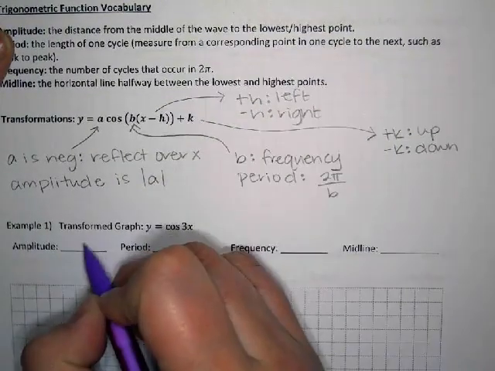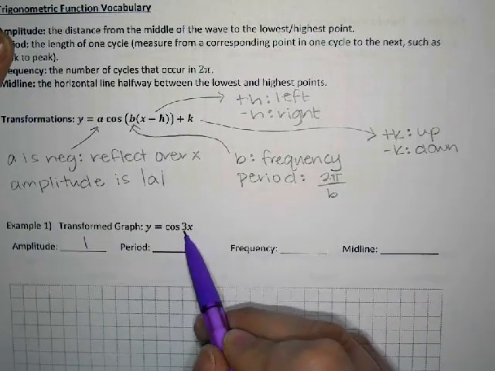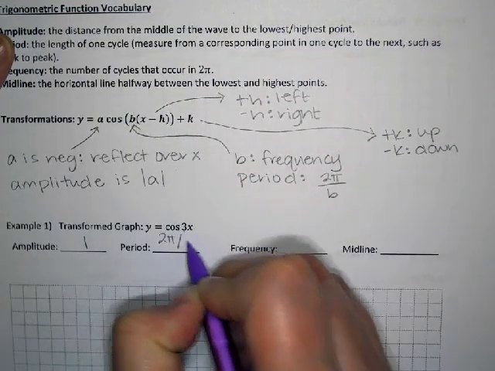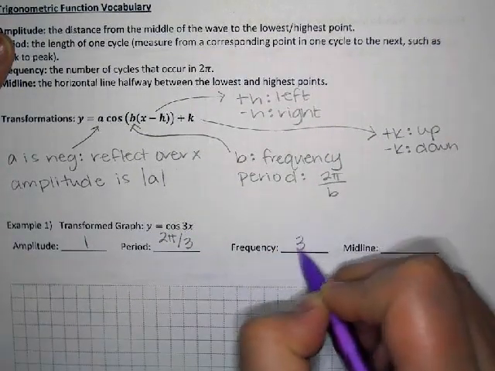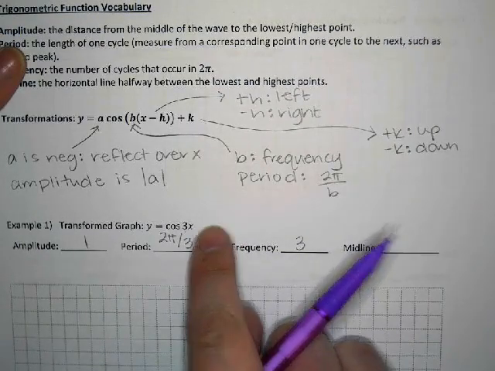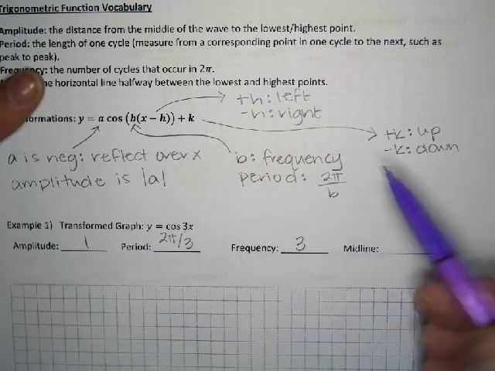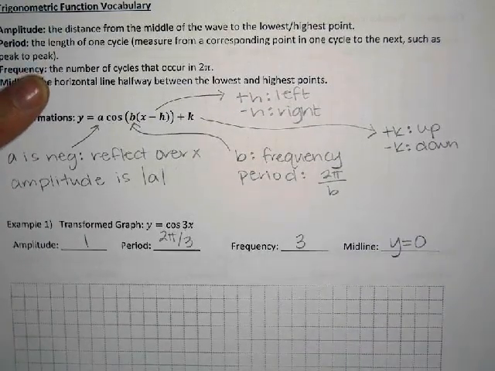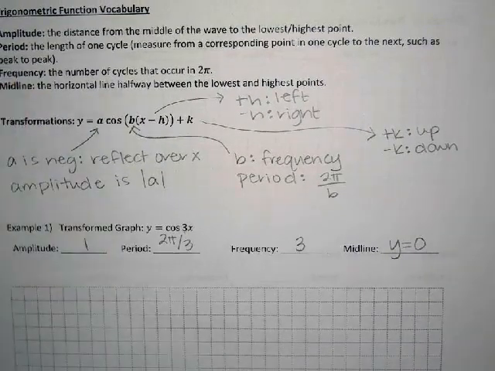All right, so for the first example, we have an amplitude of 1. The period of this graph is going to be 2 pi divided by 3 because 3 is the b value. So 2 pi divided by 3. The frequency is 3. There's no number on the end of the graph, and so this graph has not shifted up or down, which means that the midline is just going to be right in the middle at 0. All right, so let's go ahead and start graphing this one.